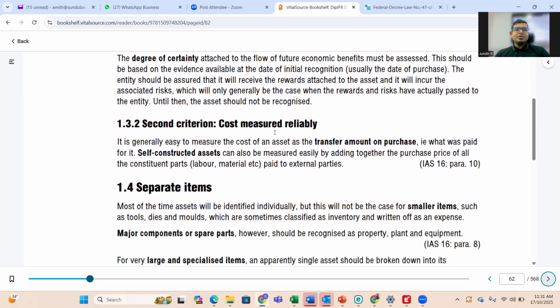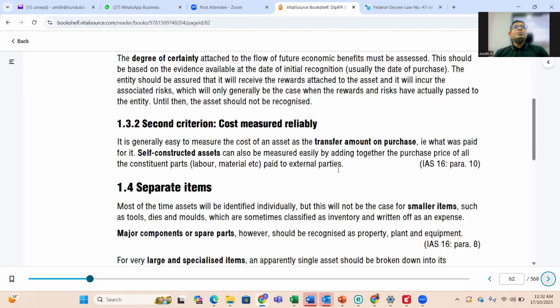Second criterion, cost measured reliably. It is generally easy to measure the cost of an asset as the transfer amount on purchase. Correct? I buy a car, I pay X amount of money. That is the cost. That is what was paid for it. Self-constructed assets are the tricky ones. Even a self-constructed asset can be measured easily by adding together the purchase price of all constituent parts, labor, material, etc., paid to external parties. That is when there is a little confusion, but if you can relate what is directly attributable to the asset when it comes to labor, materials, etc., you can add that up.